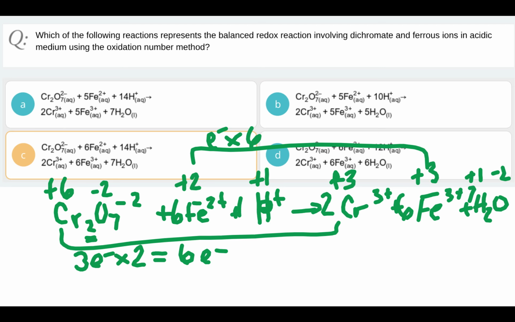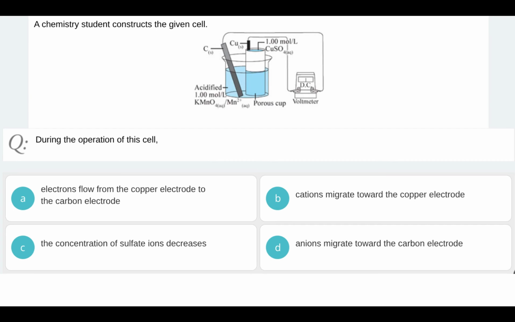And I will put the 14 here. And so then the answer that matches is the one that's already highlighted, and that one was C. Okay, so looking at this next one, we do have our voltaic cell.